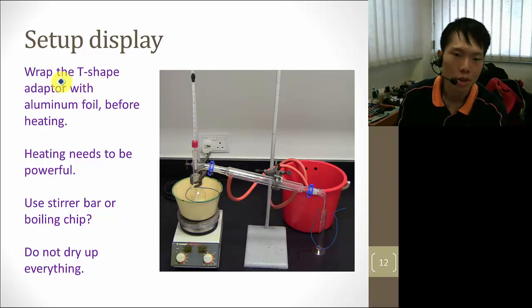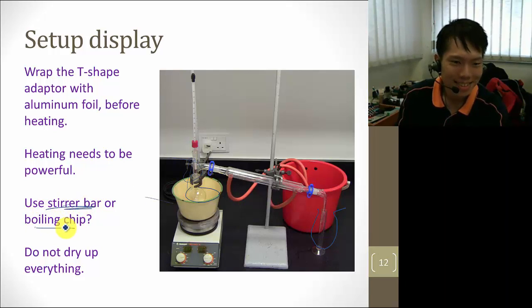So you may have to wrap the T-shaped adapter with aluminum foil before heating, because you have to contain the heat, and you see there's some cooling part. This part is exposed to the air. If you do not wrap it with aluminum foil, there's a chance that the vapor of the esters may condense here and go down again. It will not exit to your vial. So the heating needs to be powerful.